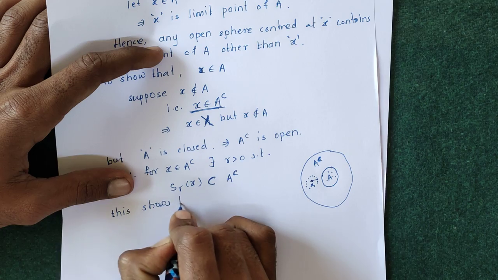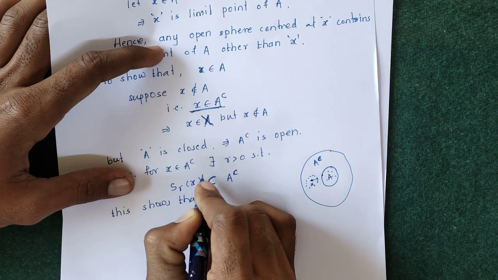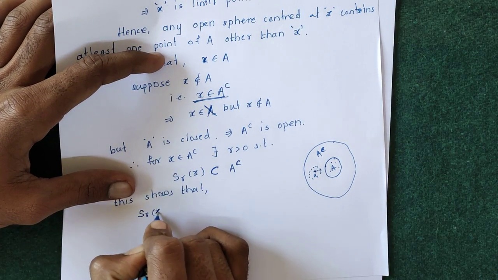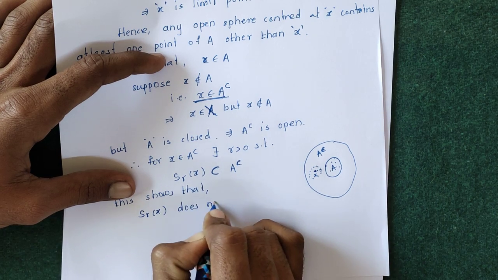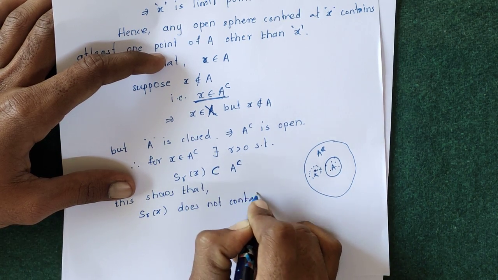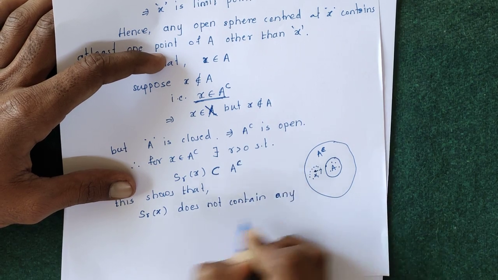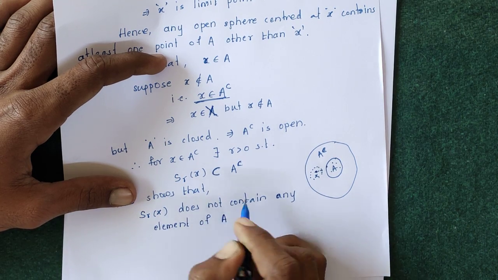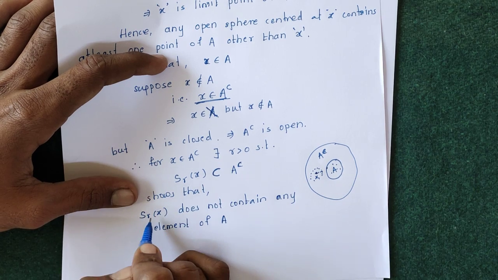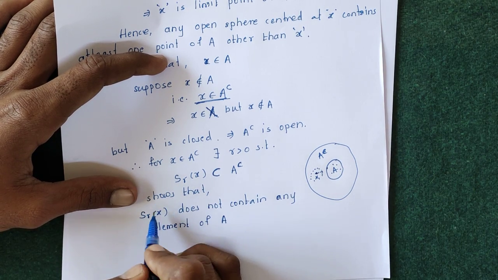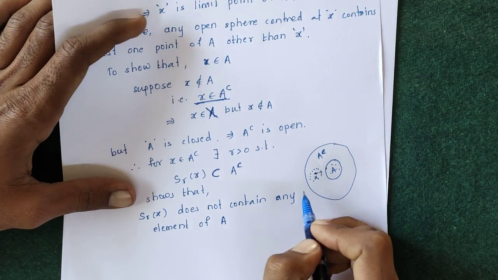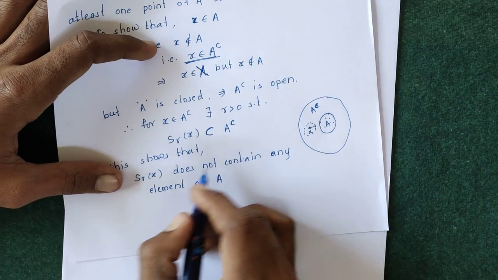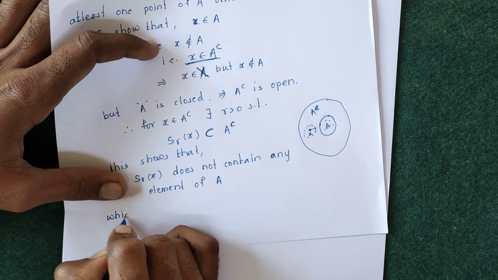This shows that this S_r of x does not contain any element of A. So, here we get some radius r such that the open sphere's intersection with A is empty, but we have taken this x as a limit point. So, this is a contradiction.